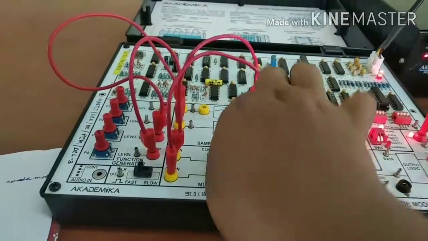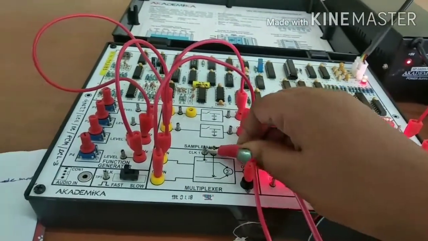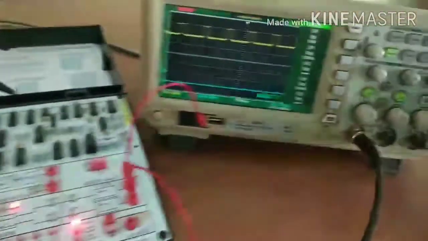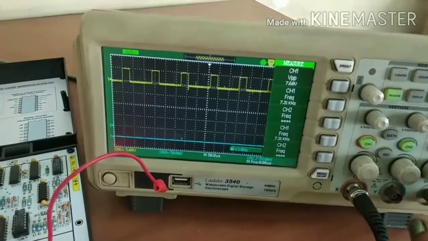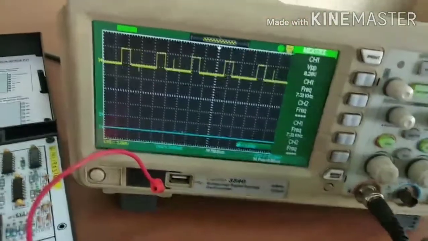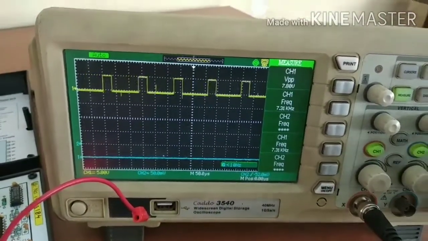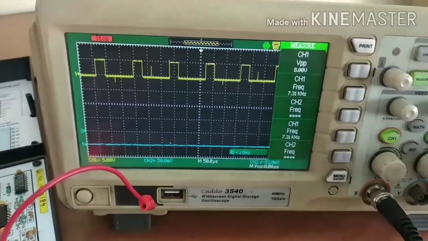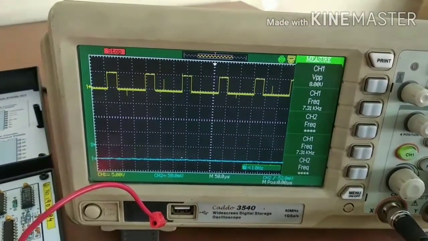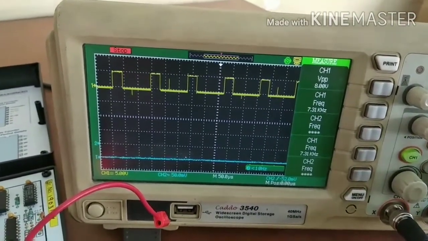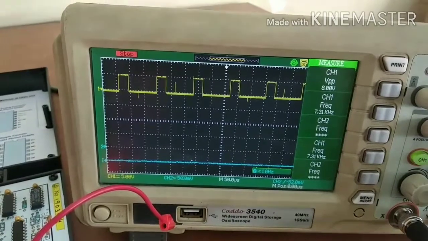Then this probe is connected to clock 2, and we get the clock 2 value here. At first we need to press auto, then run/stop, then we get the value. It is notable that the two clocks have the same frequency and amplitude.